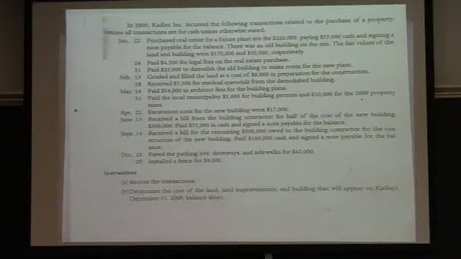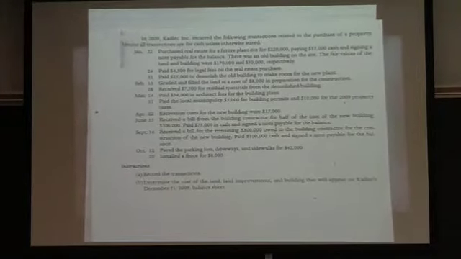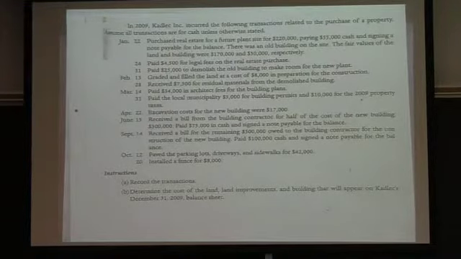So if I look at the required, it's asking us to record a transaction. So that's the first part we need to do. So we need to do some journal entries. And then the second part is determine the cost of the land improvement, and building that's going to appear on the financials of the Cadlick's balance sheet.